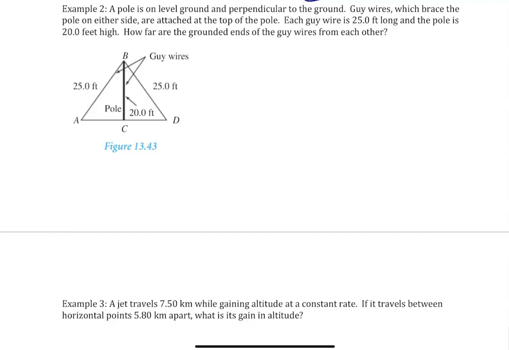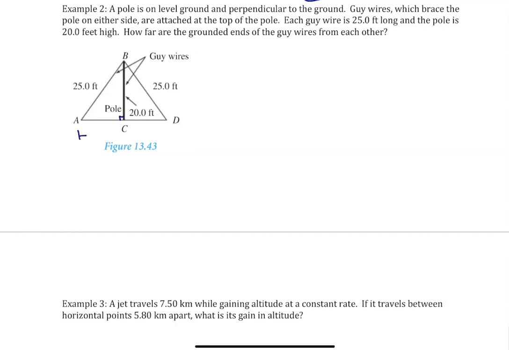We can use the Pythagorean theorem for examples like this. So if you have a pole that is perpendicular to the ground, that just means that there's a 90-degree angle there between the ground and the pole. Then you have guy wires that are bracing the pole on either side that are attached at the top of the pole. If you know that each guy wire is 25 feet long and that the pole is 20 feet high, we want to know how far are the grounded ends of the guy wires from each other.